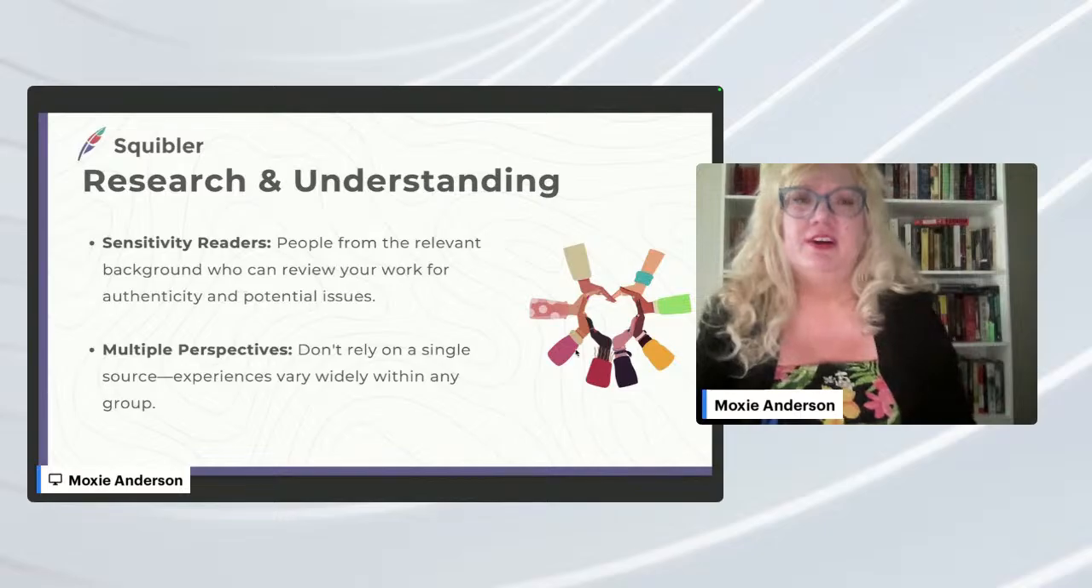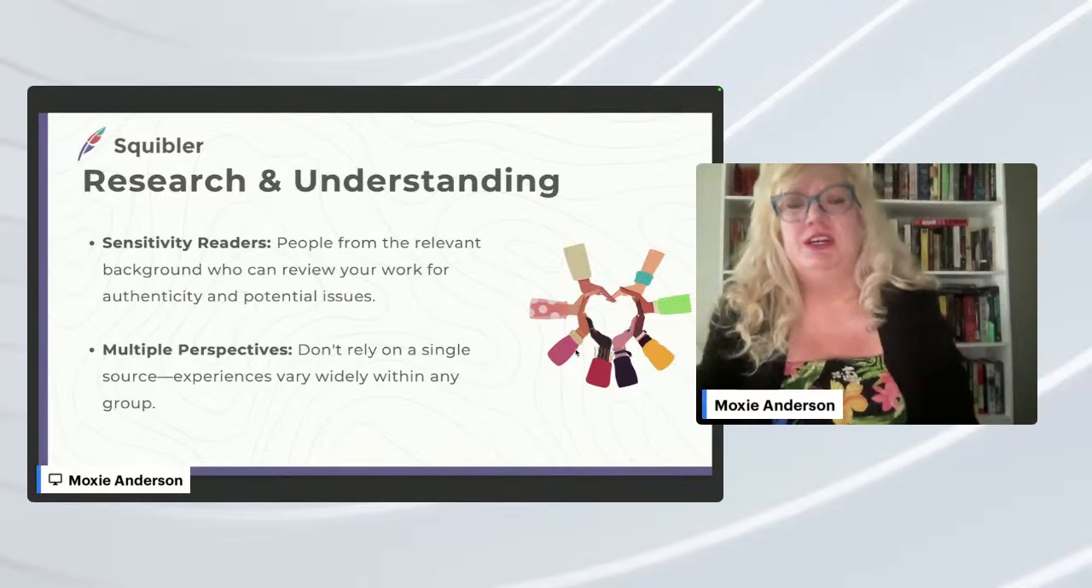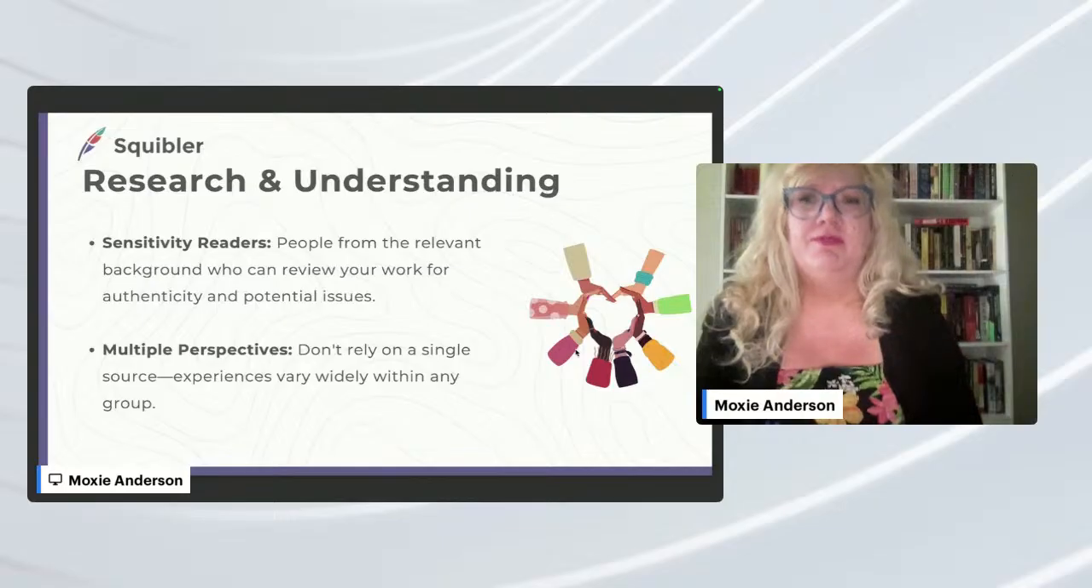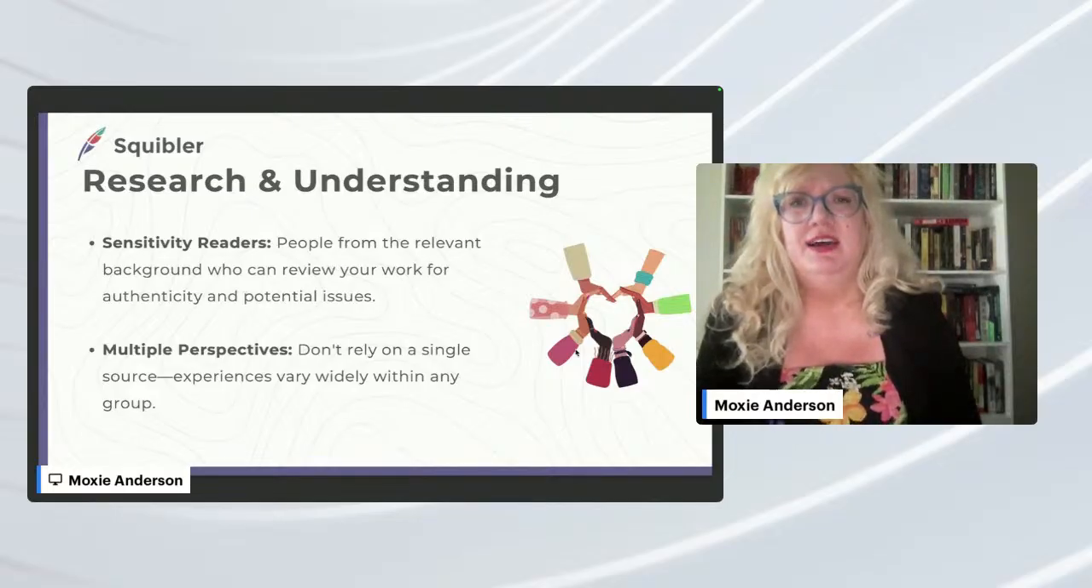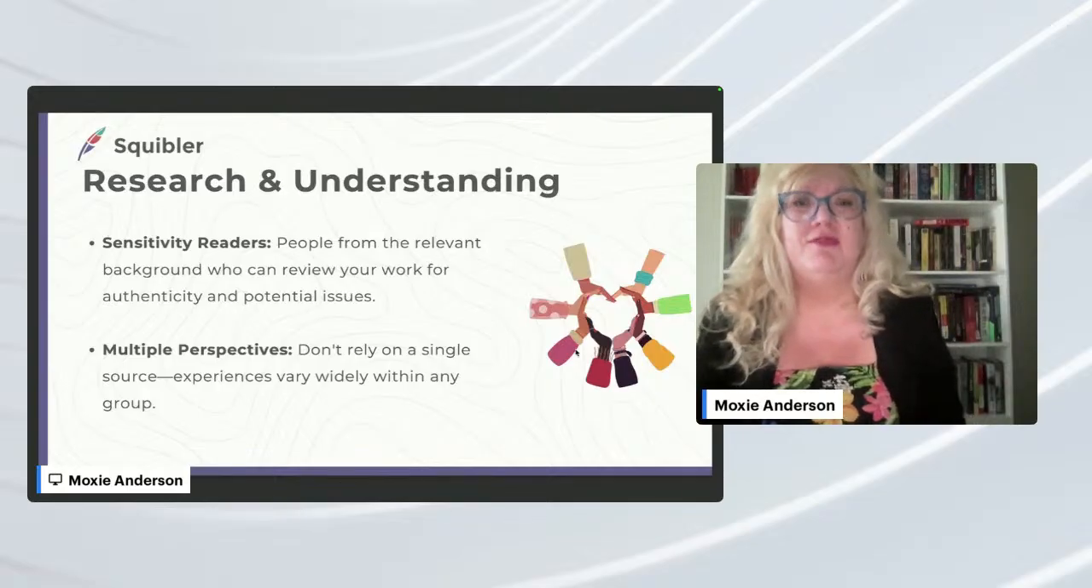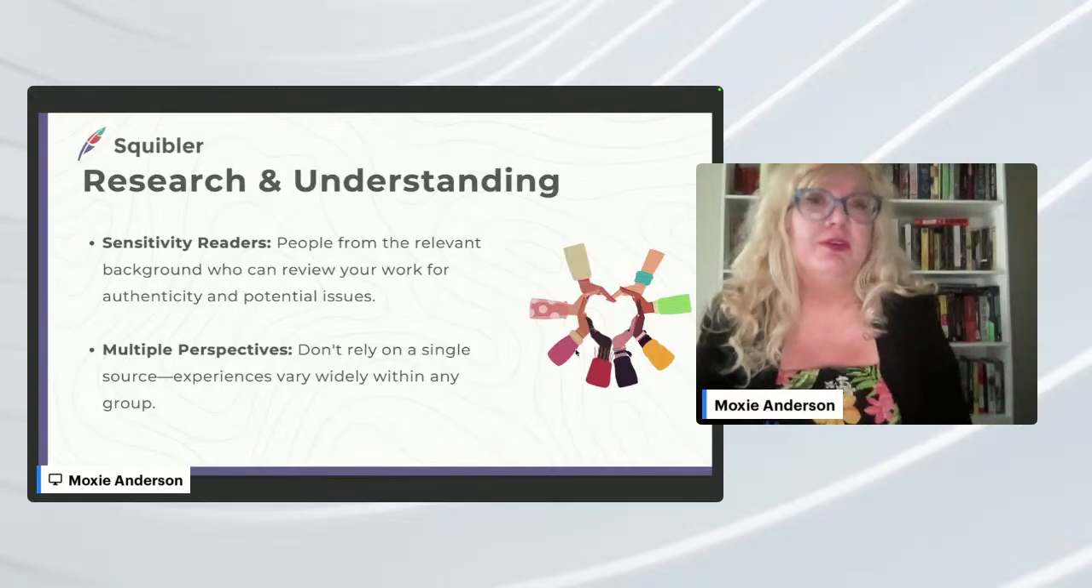Another thing that a lot of writers will do and a lot of publishing companies will do is, if a work is including diverse characters, they'll hire a sensitivity reader. These can be people from the relevant background who can review your work for authenticity and potential issues they might see with the characterizations you're developing. One thing that's important is to make sure you're looking for multiple perspectives. You don't want to rely just on one single source because experiences may vary widely within any group of people.